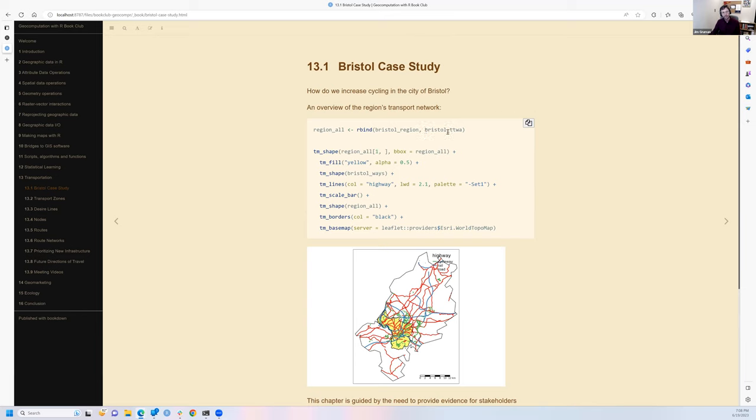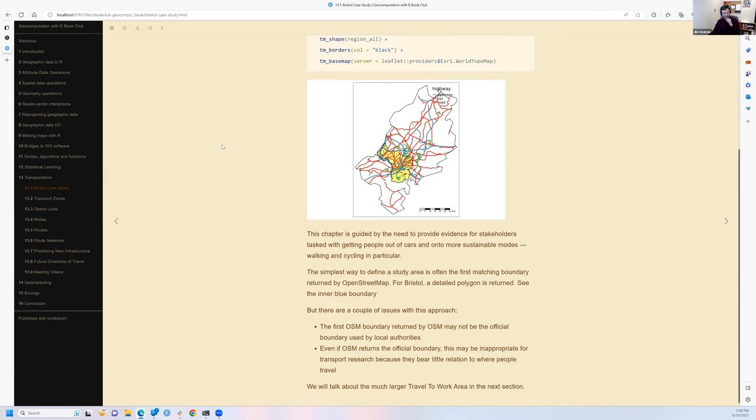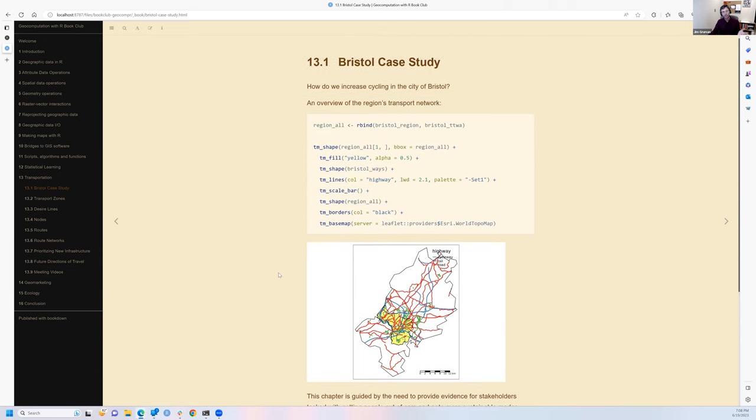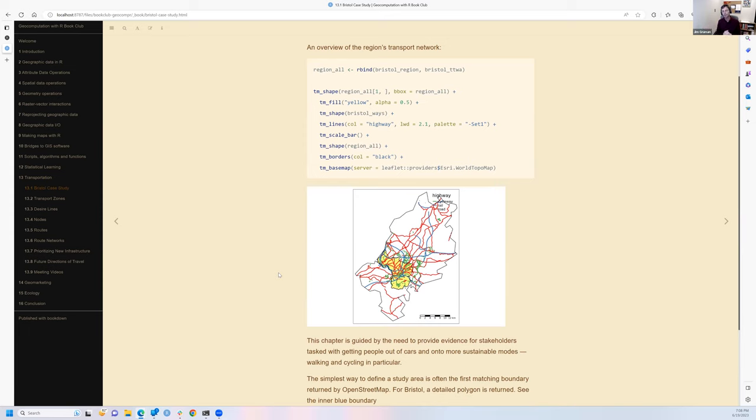They have another data set. TTWAs are travel to work areas. So the regional authorities have established, say, a regional estimation of all the zones where it's most likely people will be commuting into and out of the city. Even there, there's obviously still some people that'll commute out of the zone. So those end up not being counted in this study.